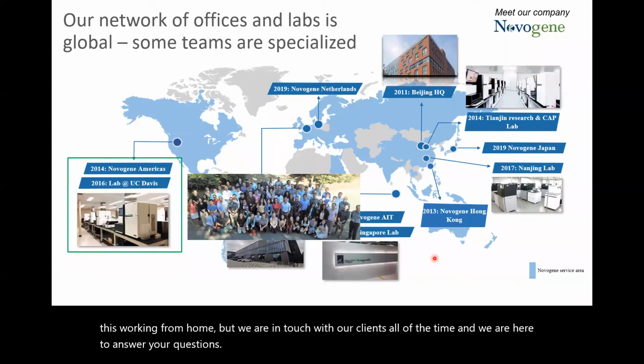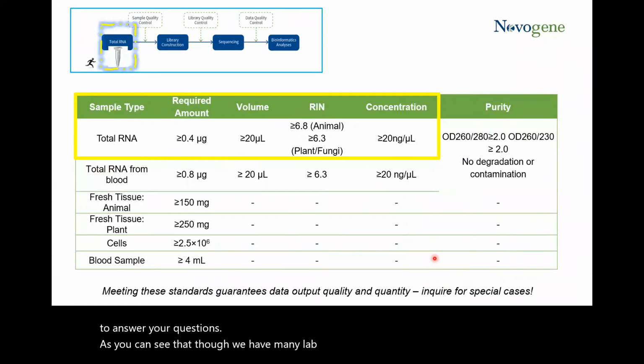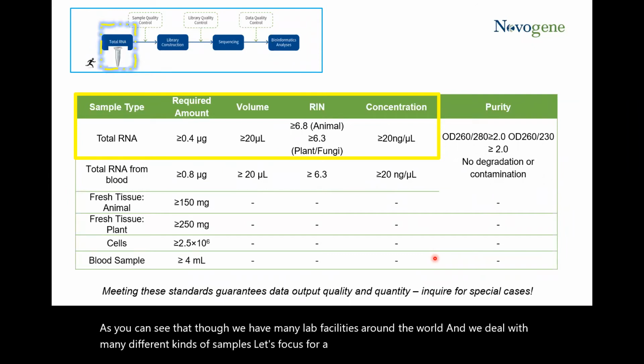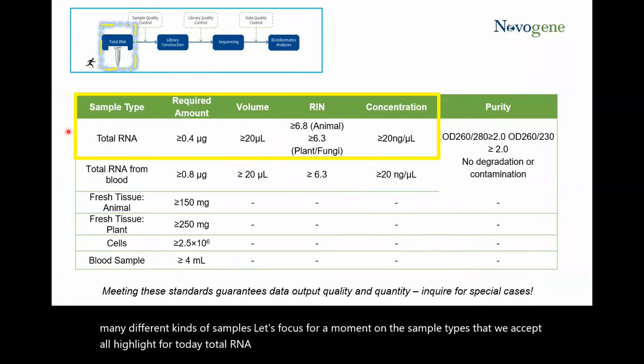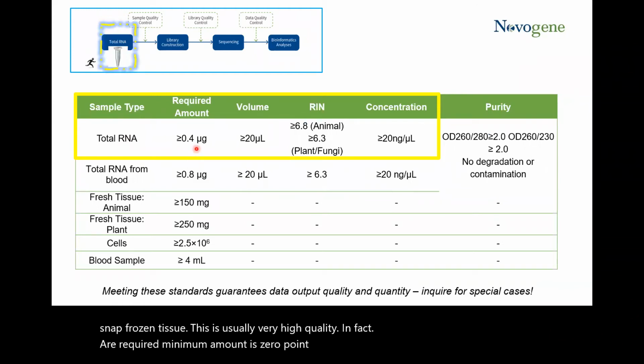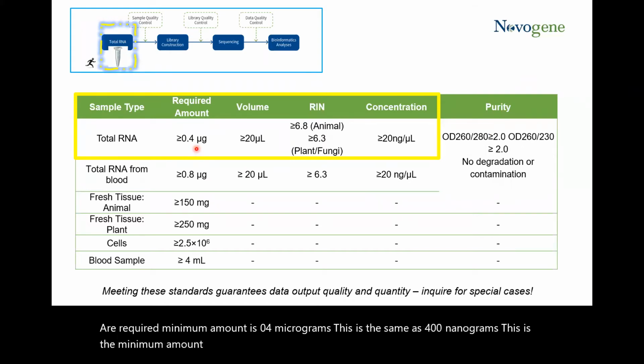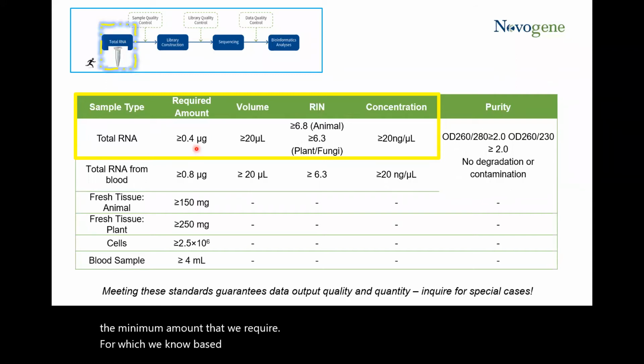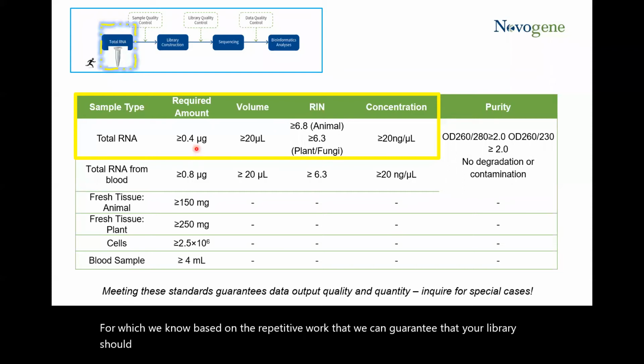As you can see, though, we have many lab facilities around the world, and we deal with many different kinds of samples. Let's focus for a moment on the sample types that we accept. I'll highlight for today total RNA obtained from fresh tissue. We also accept total RNA from SNAP frozen tissue. This is usually very high quality, in fact. Our required minimum amount is 0.4 micrograms. This is the same as 400 nanograms. This is the minimum amount that we require, for which we know, based on the repetitive work that we do, that we can guarantee that your library should have usable, reliable results.